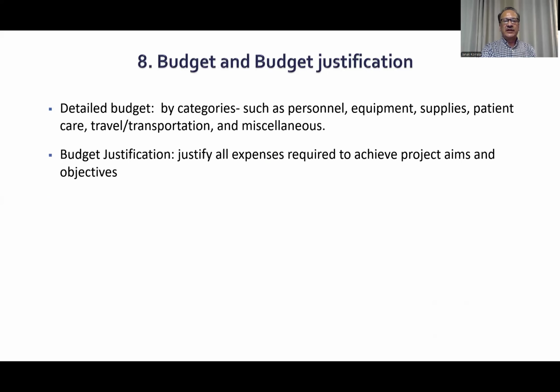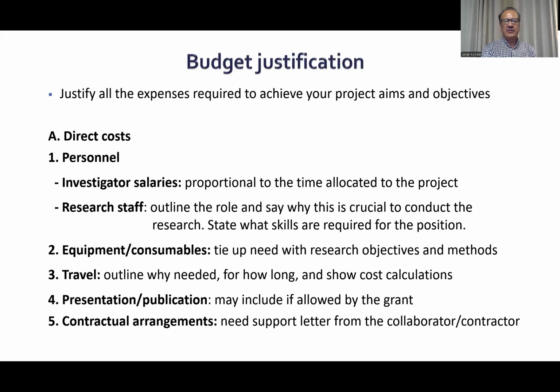Budget is the next component, and budget should always be paired with budget justification. So a detailed budget by categories such as personnel, equipment, supplies, patient care, travel, transportation, and miscellaneous should be there. And for each item, the budget should be justified with the argument why the budget is needed to achieve the project's aims and objectives. So these are the various components of budget and budget justification.